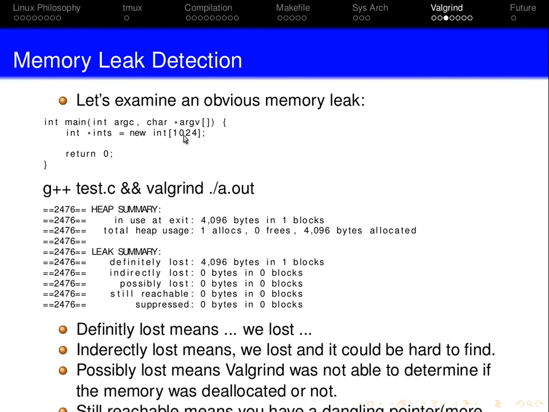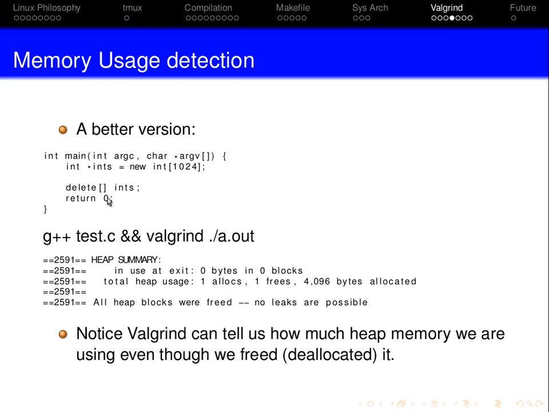All right, so here we go. Ints new 1024. When I ran it here, 4096 bytes lost in one block, which meant that we did not free our memory. A better version, here we go, deletes it, and then Valgrind says that we did deallocate it, so I went through that, perfect.